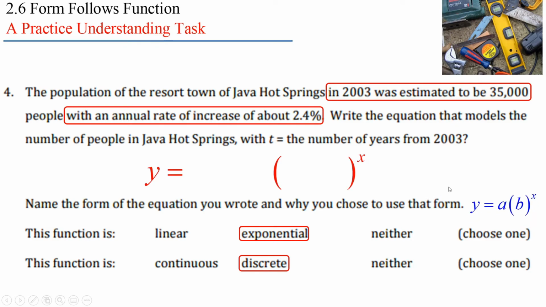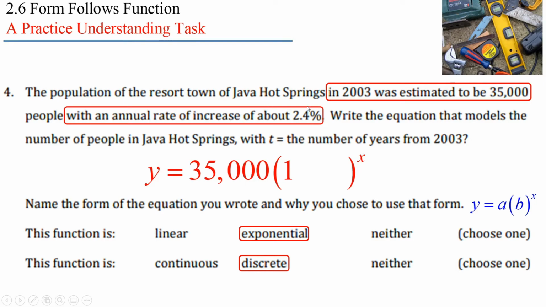So y equals, and remember a, that's how many people we're starting with, 35,000 people. And then my b is my common ratio. Now, the population is increasing by 2.4%. So I'm going to start my common ratio with 1 to represent the number of people the year before, all right? But then I've got to add a decimal to that 1 to represent that 2.4% increase.